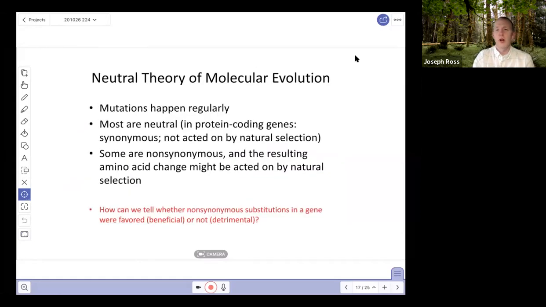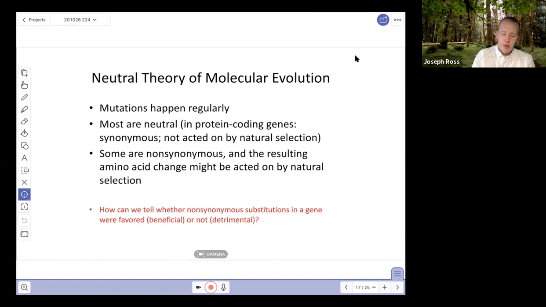And that brings us to an important point about the neutral theory of molecular evolution. It's pretty straightforward. It says it all here. I'll summarize it for you quickly. Mutations happen regularly and at random. And this theory also suggests that most of the time a mutation happens, its effect is neutral. That means that it doesn't have an effect in the situation of protein coding genes. If a mutation happens, the neutral theory suggests that those mutations are likely to be neutral, to not change the amino acid, and thus not be able to be acted on by natural selection because the protein sequence isn't changed.